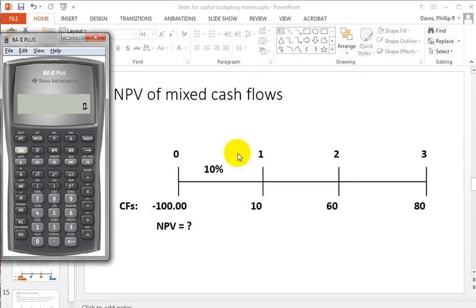Here we're going to use the II Plus to calculate the present value of a series of mixed cash flows, and in this case we have to use the cash flow registers on the II Plus. And this is a little more complicated, so I'm going to go a little more slowly with this than with some of the other ones.